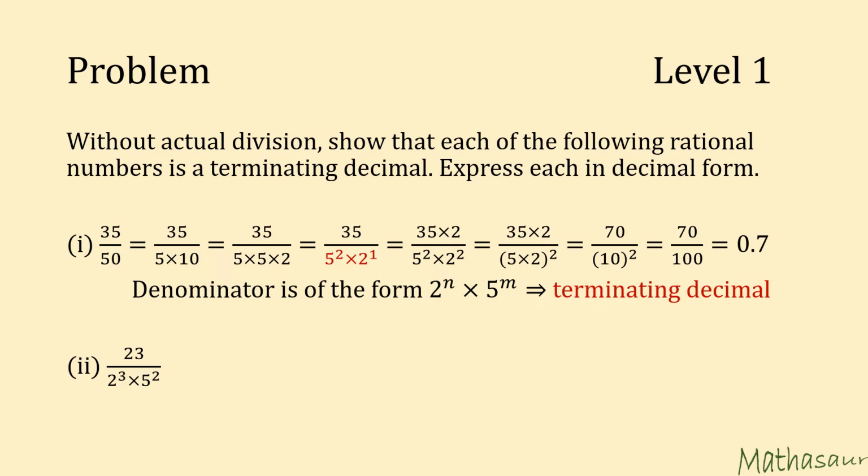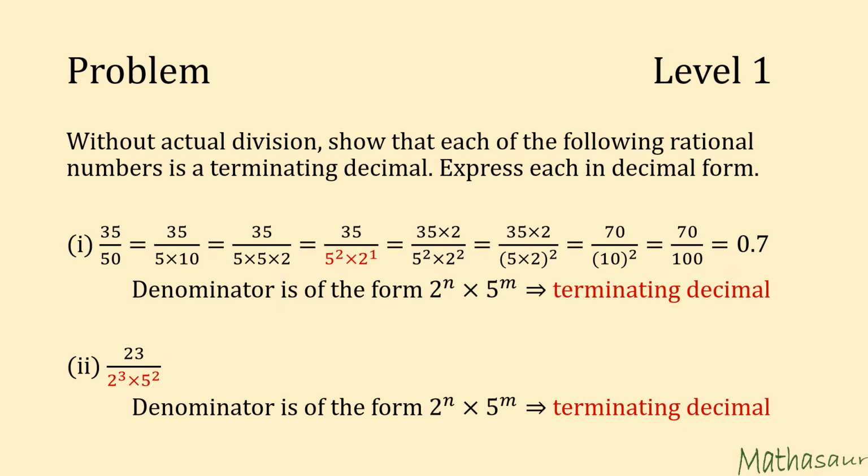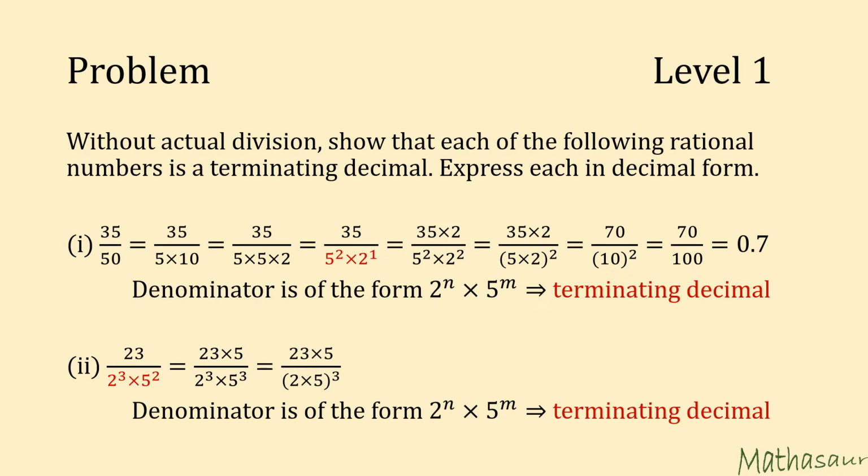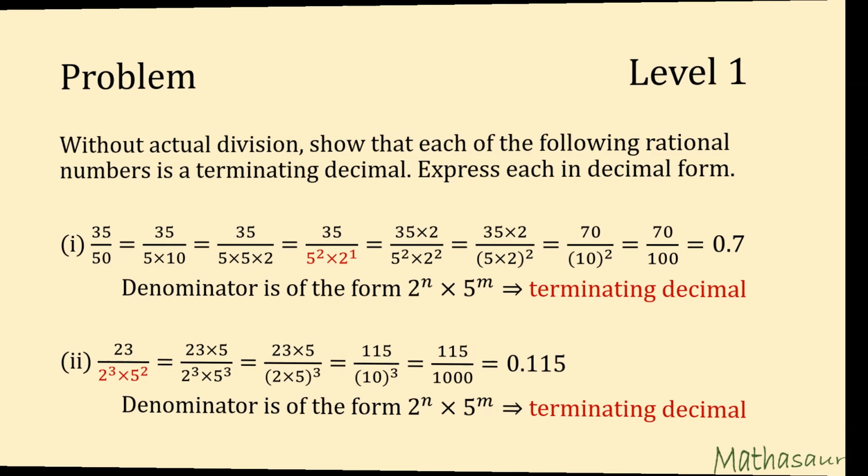Let us look at the second part. 23 divided by 2 cube times 5 square. We see that the denominator is of the form 2 raised to the power n times 5 raised to the power m. Hence, it is a terminating decimal. Let us quickly get tens in the denominator. So we shall multiply both the numerator and denominator with 5. And we get a 10 cube in the denominator. So this rational number is equal to 0.115.